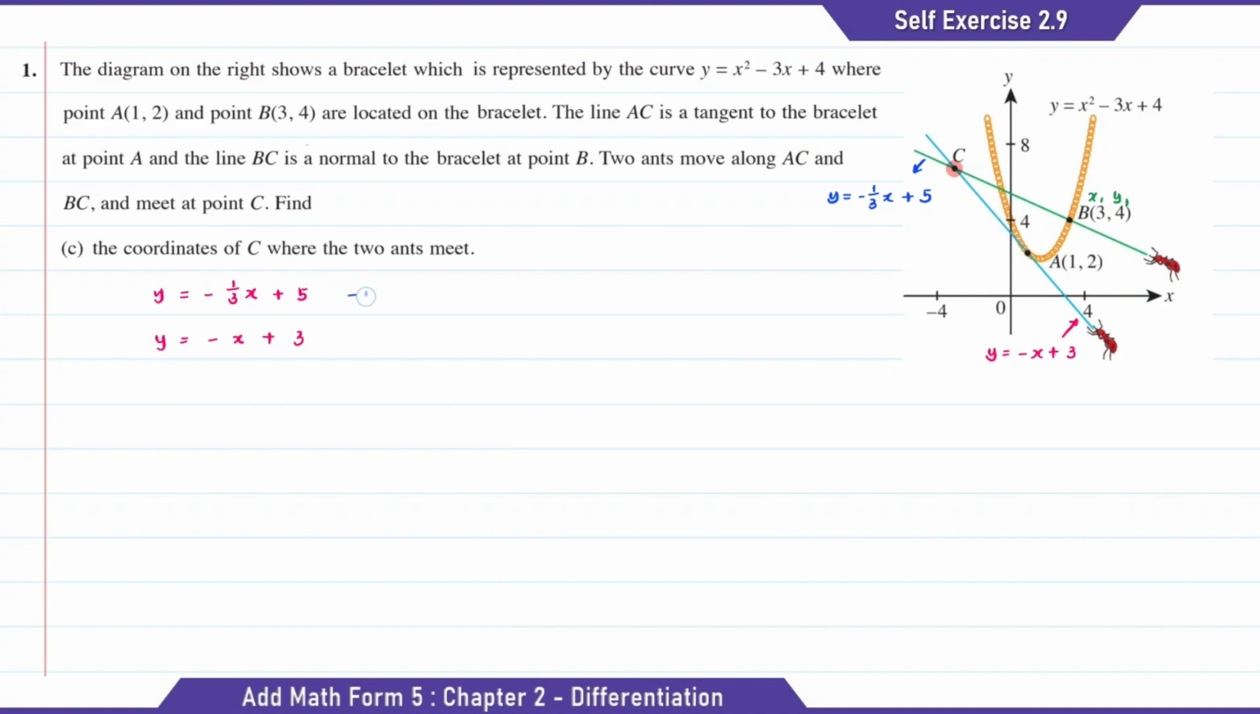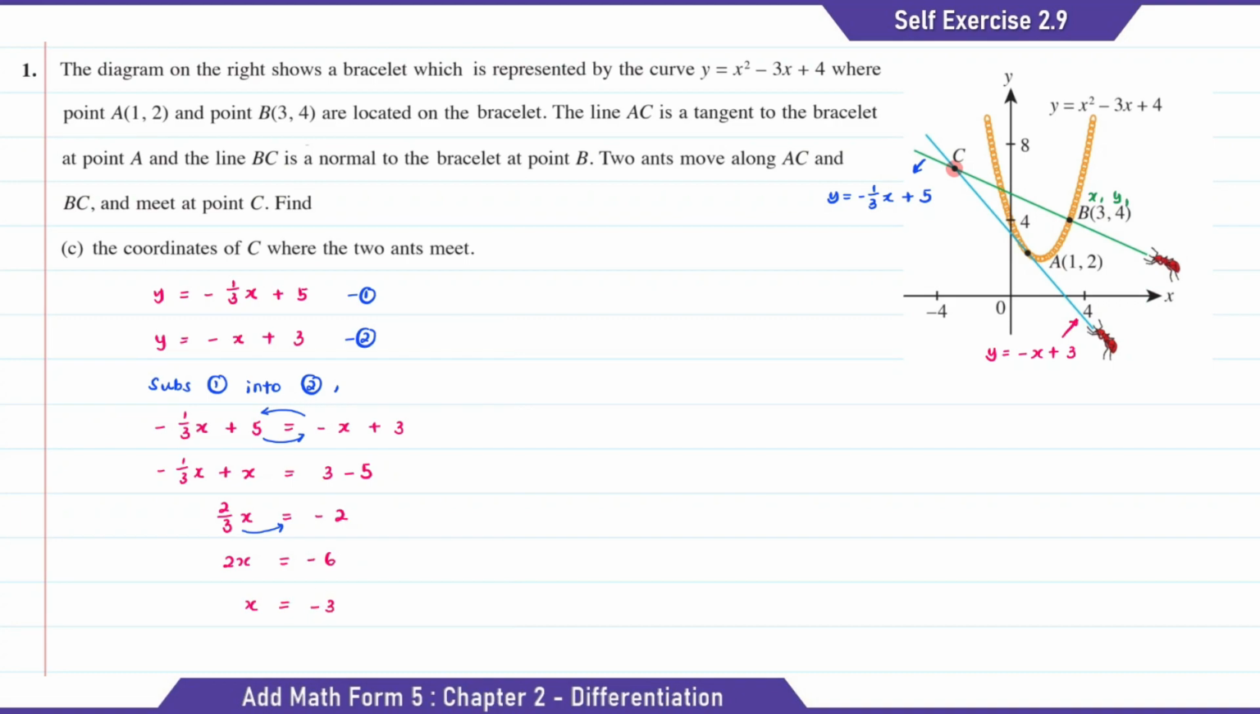First, label these two equations as equation 1 and equation 2. Then substitute equation 1 into equation 2. Then we're going to get negative 1/3 x plus 5 equals negative x plus 3. Next, negative 1/3 x plus x equals 3 minus 5. Then 2/3 x equals negative 2. Then 2x equals negative 2 times 3, which is negative 6. Then x equals negative 6 divided by 2, which is negative 3.